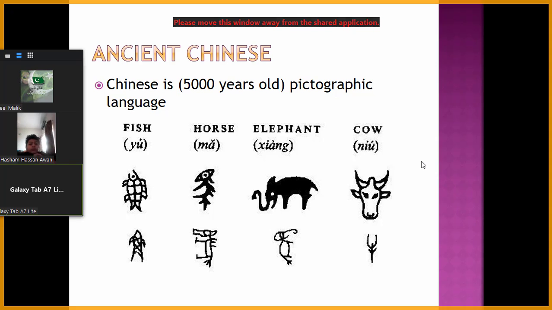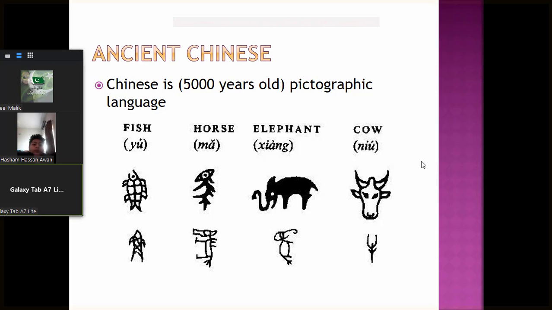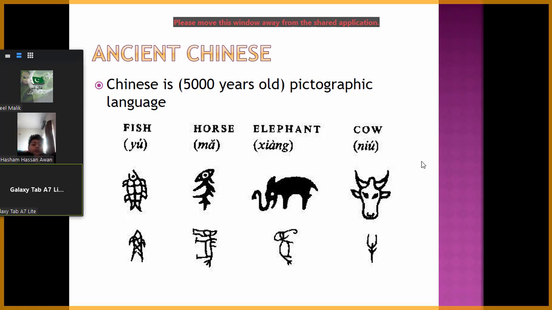Now you see two pictures of fish, right? The first one on the top and the second one. The first one is very old, but then they advanced and they created it a little bit simplified. In the same way, ma means horse.